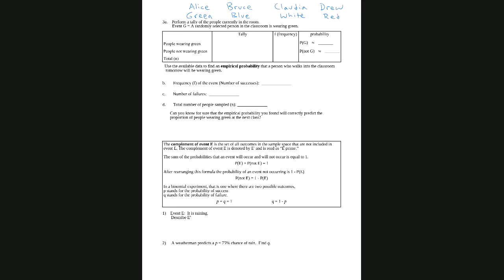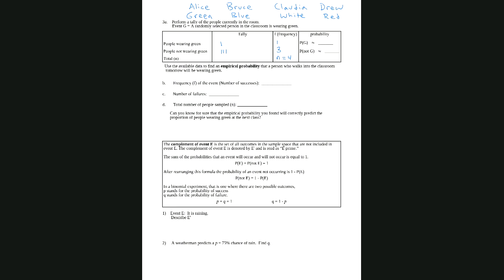And I want to define event G as a randomly selected person in the classroom wearing green. So let's tally up those that are wearing green on this day. So we're going to use empirical data here. There was one person wearing green, just Alice. There were 3 people wearing other colors. So let's put their frequencies in. 1 for green, 3 for other colors. Notice that the total number of people being looked at here is 4, and that is n.